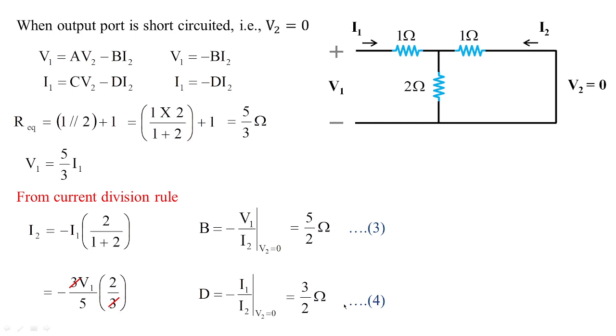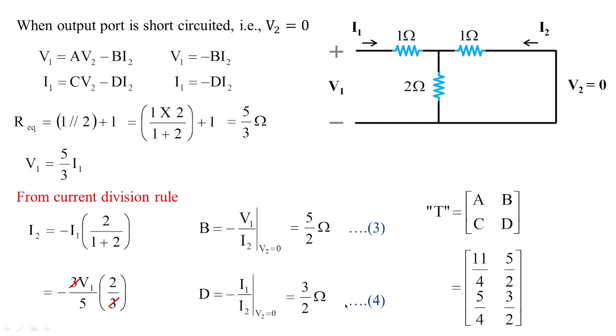So overall, the transmission line parameters from equations 1, 2, 3, 4 are: A is 11 by 4, B is 5 by 2, C is 5 by 4, D is 3 by 2. So this is the exact approach we employ to determine the transmission line parameters.